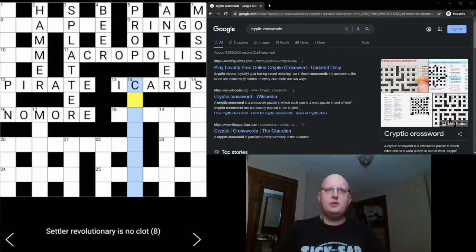Settler revolutionary is no clot. Is no clot has 8 letters. You can spot that right away. And so if is no clot is revolutionary, as in you revolve the letters around to different locations, you will get colonist, who is a settler.